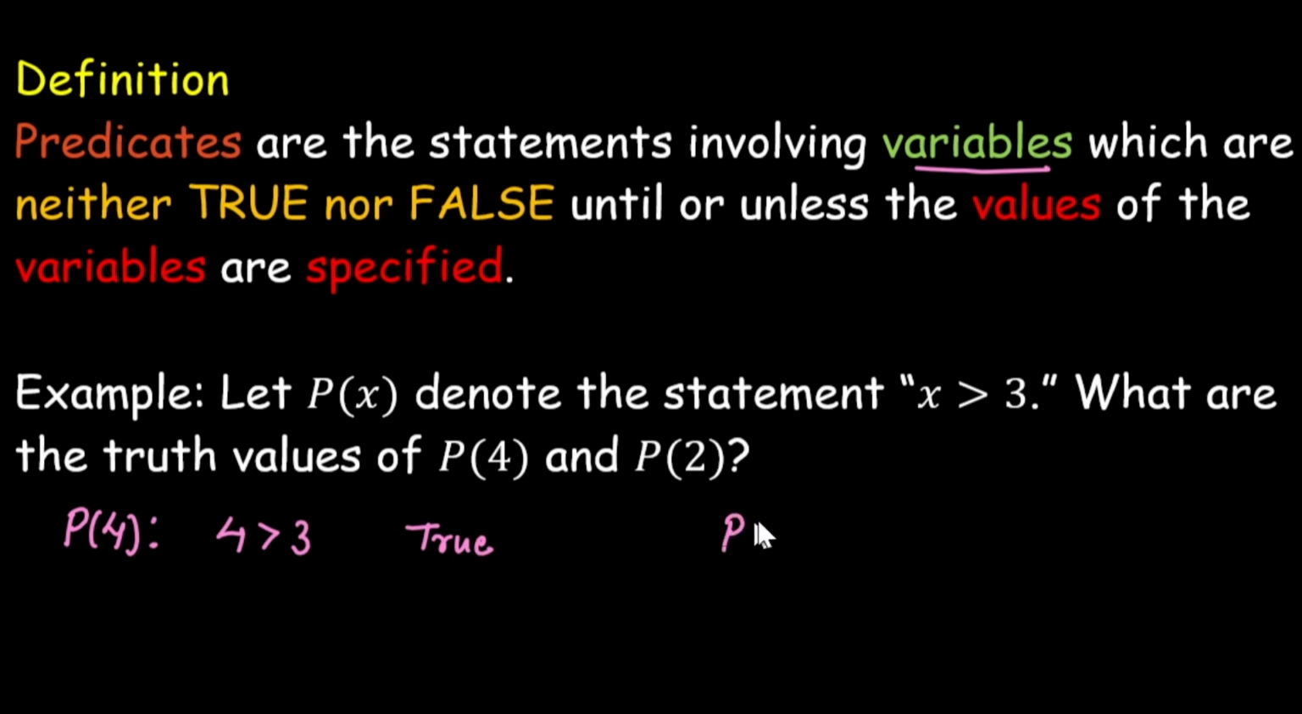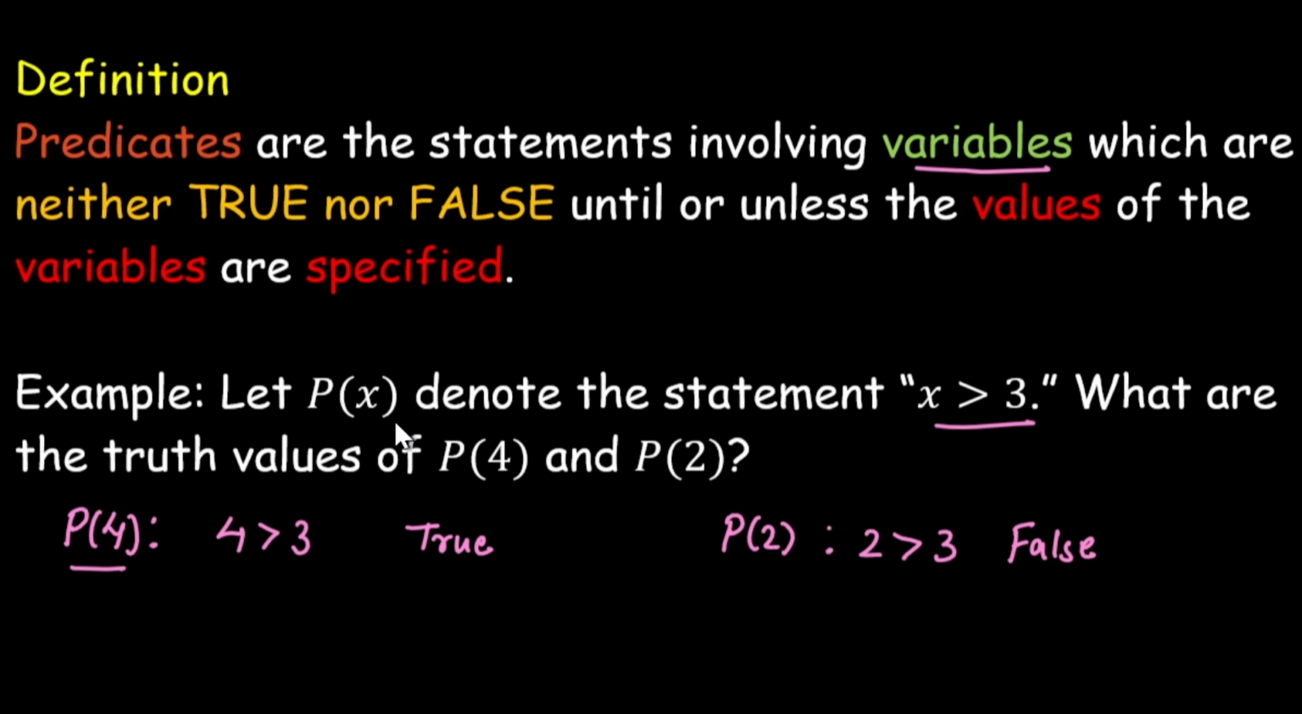For P(2), in place of x, we replace 2. Is 2 greater than 3? No. So the statement is false. So the truth value of P(2) is false. Like over here, this is the predicate. When we are dealing with P(4), now it becomes a proposition because we can judge whether the statement is true or not. This is one example where we are dealing with only one variable.